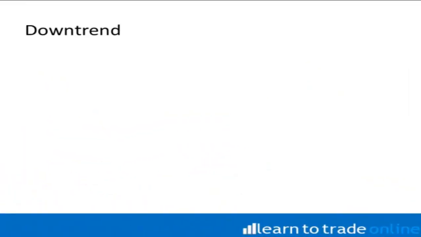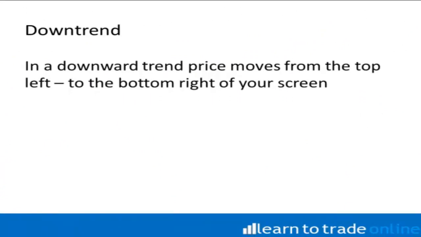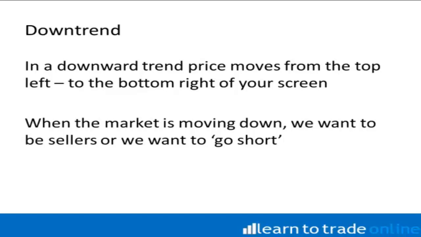If we move on now to look at downward trends, downward trending price action moves from the top left of the chart now down to the bottom right of the screen. And when the market's moving down, we want to be selling. We want to be going short. We're not going to try to buy here. We're going to be looking to sell.